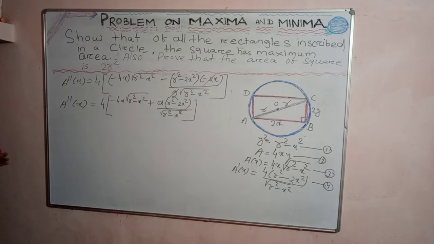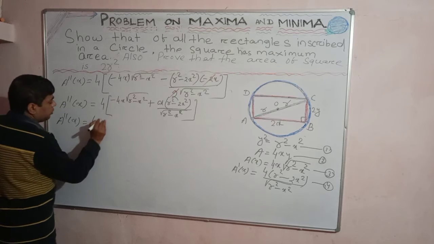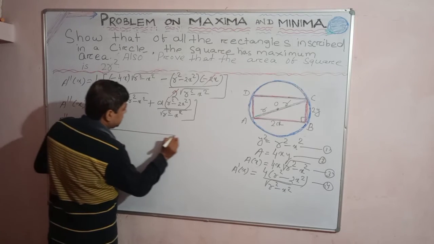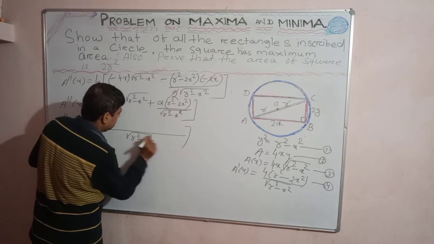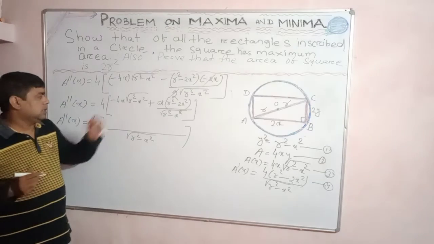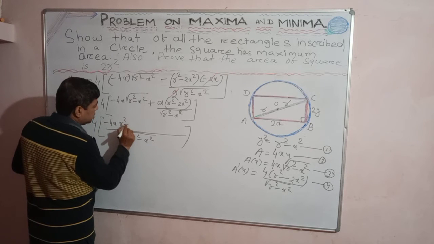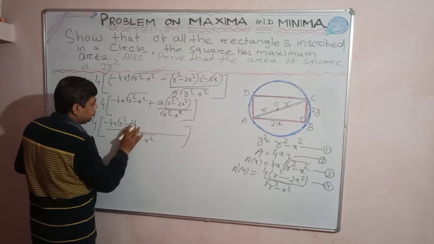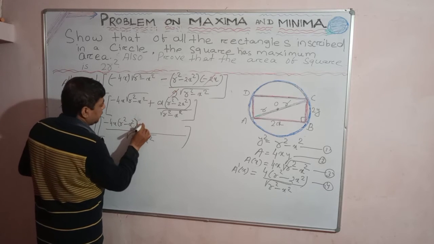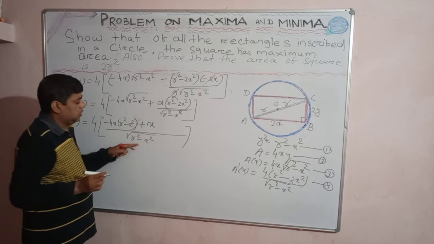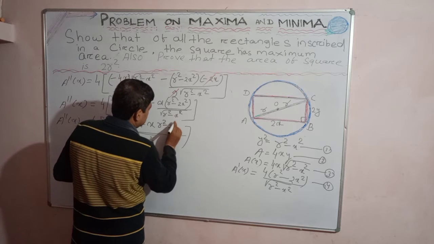Now a double dash x is 4 whole into, now take the LCM. What is the LCM? Root of r square minus x square. And this is multiplied here, and it will be minus 4x whole into r square minus x square. So the square root sign will be removed. Then plus sign, x whole into, now this divided by this will be 1, and x whole into r square minus 2x square.